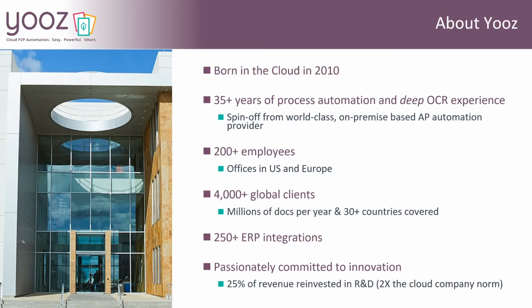We currently have over 4,000 global clients connected to over 250 different ERPs who collectively process tens of millions of documents per year and over 200 dedicated employees to keep it all running. We have offices in the US and in Europe with more expansion underway, and furthermore, we are very passionately committed to the innovation of our technology and invest 25% of our yearly revenue along with customer feedback into R&D so we can remain at the forefront of the automation market. And it's worth noting here that our investment is over twice the average of cloud company norms, irrespective of industry.